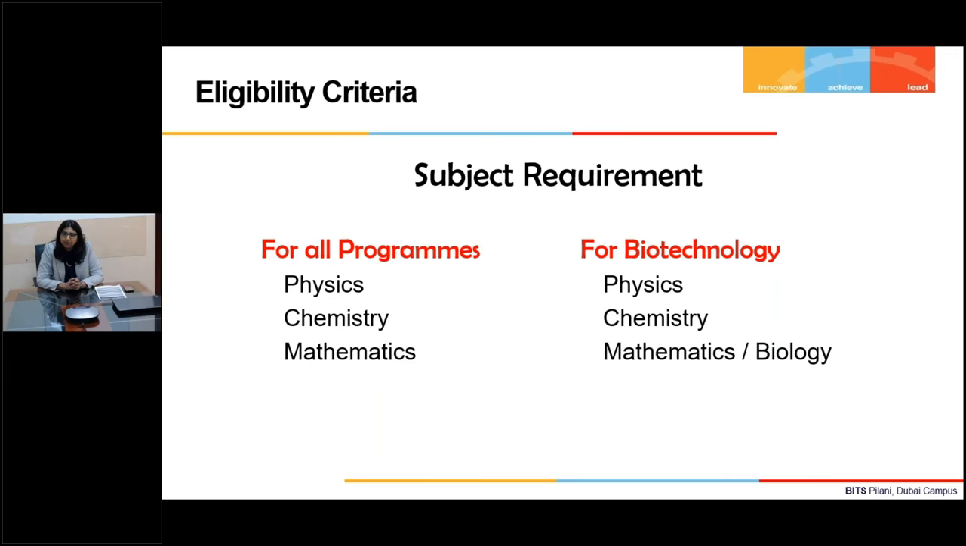The subject requirements are as follows. For all our engineering programs, physics, chemistry, and mathematics are an absolute must. You must have studied these courses and passed these courses in your grade 12 examination. For biotechnology, there's an exemption. In case you have not studied mathematics and have taken biology instead, then we would accept you for the biotechnology program.